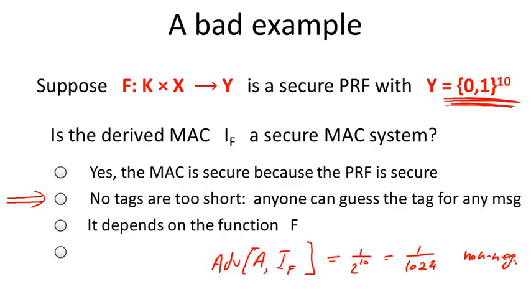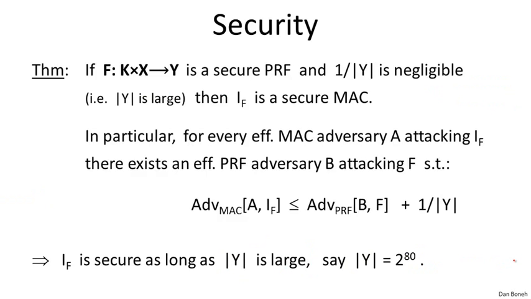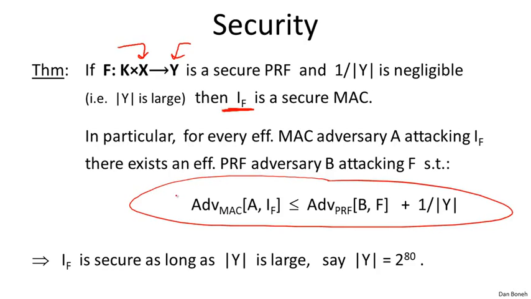Which is insecure. However, it turns out this is the only example where things can go wrong. Only when the output of the function is small can things go wrong. If the output of the PRF is large, then we get a secure MAC out of this function. And let's state the security theorem here. So suppose we have a function f that takes messages in X and outputs tags in Y. Then the MAC that's derived from this PRF, in fact, is a secure MAC. And in particular, if you look at the security theorem here, you'll see very clearly the error bounds.